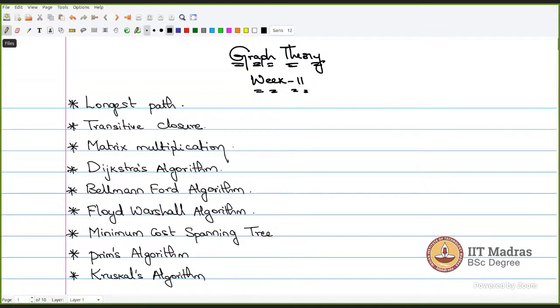There are some conditions and restrictions where we can use only one particular algorithm and we cannot use the other. And on a few graphs we can use all the algorithms. So we'll look into that. Most probably I will cover till Floyd-Warshall algorithm. If there is time, I will take up MCST, which is minimum cost spanning tree, and we will discuss Prim's and Kruskal's. Okay, let us start now.